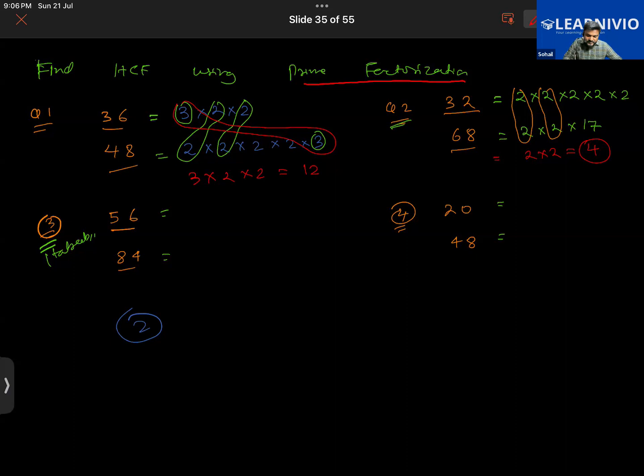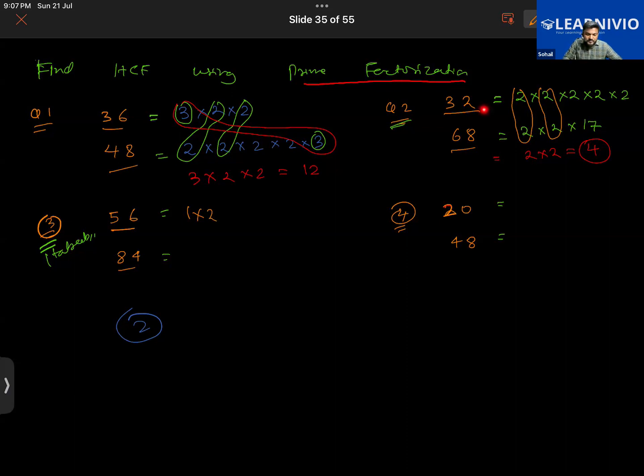Sir, I have solved this. I wrote 1 into 2, just 1 into 2. So is 1 into 2 equal to 56, Habib? No. So how can this be correct?